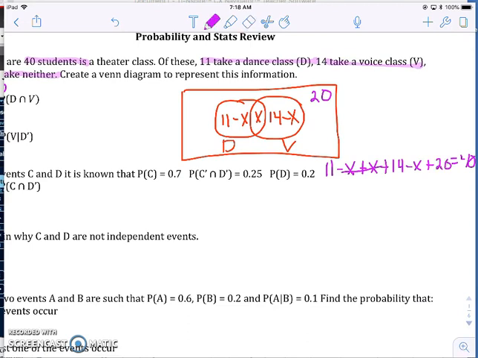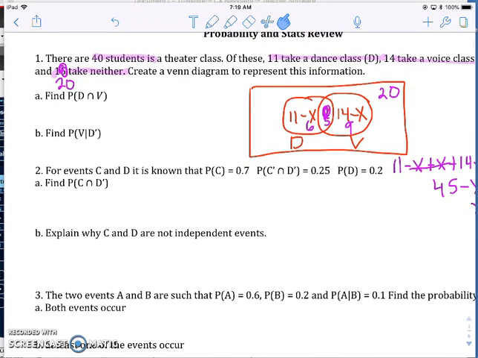So we have 20 plus 25, so we have 45 minus x equals 40. So x equals 5. So we have 5, 9, and 6. So find the dance and voice. That would be 5 out of the 40.